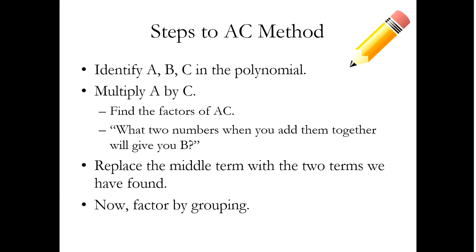Now, AC method is used when you have a trinomial. That means you have three terms. So if you want to make a little note somewhere maybe, trinomial factoring, you might hear this called that as well, because it has three terms.